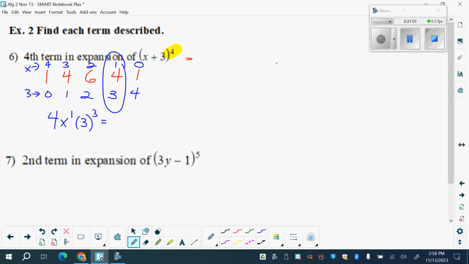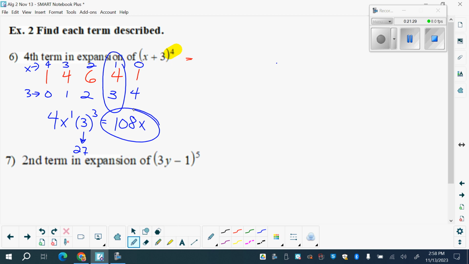3 to the third is 27. We multiply that by 4. What's 27 times 4? 108x. So that would be our fourth term.